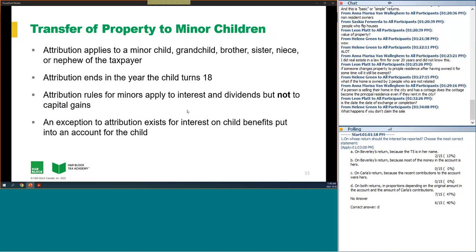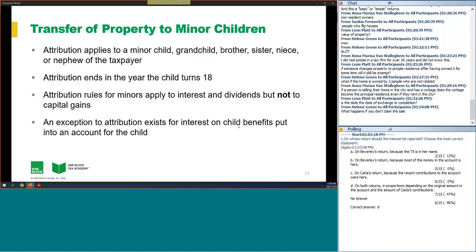The only exception is Canada Child Benefits. If you get Canada Child Benefits from the government for your child and you put it in a bank account in the name of your child, that is not your money that you're giving the child. It's the child's money. So in that one circumstance, you don't have to worry about attribution rules for the interest from that account.